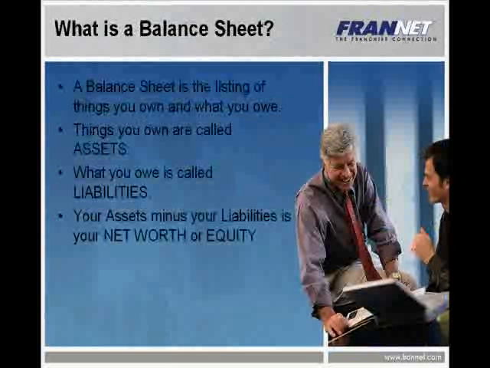The balance sheet is nothing more than the listing of things you own and what you owe. The things you own are called assets. So within a balance sheet or a personal financial statement, you will see a section that says assets. This is where we list everything we own, anything you have of value. What we owe, our debt, is also called liabilities. So there will typically be a section for assets and a section for liabilities. When you take your total assets and you subtract your liabilities, the difference is your net worth or your equity.